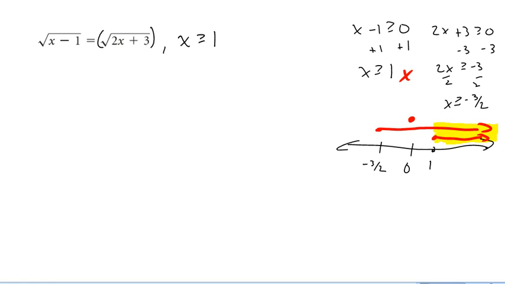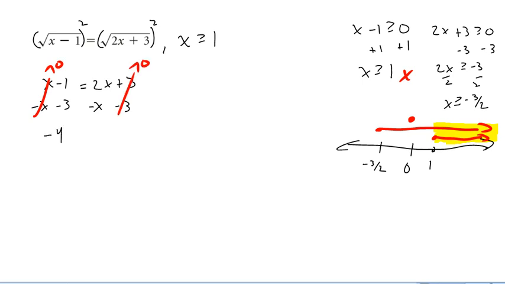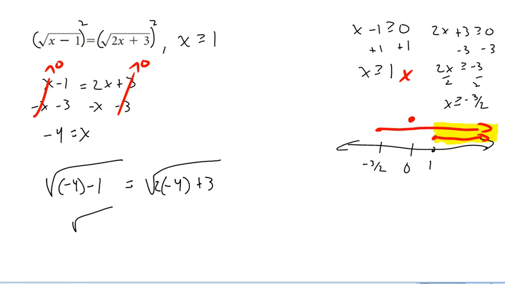Now we just need to square both sides because both sides have square roots. So I get x minus 1 equals 2x plus 3. Subtract x from both sides, and I'm going to subtract 3 from both sides. X minus x is 0, and 3 minus 3 is 0. So I'm left with negative 4 equals x. Okay, let's fire it into our original here. Oops, that's 2 times negative 4 plus 3. So I got the square root of negative 5.